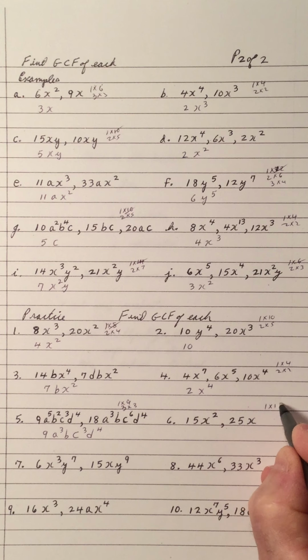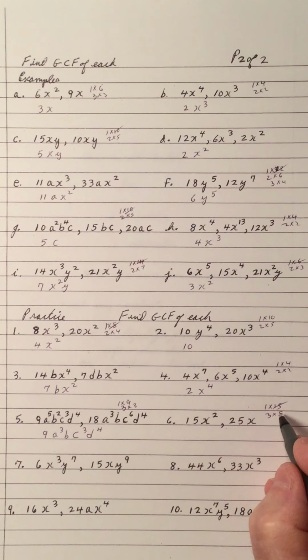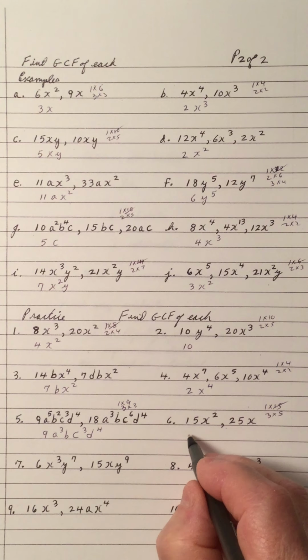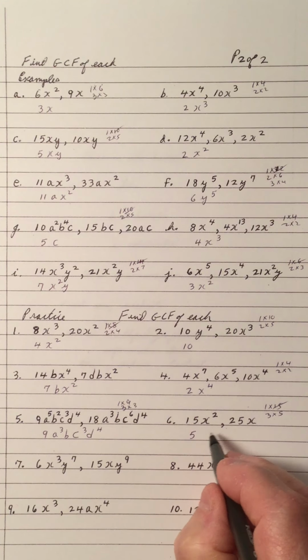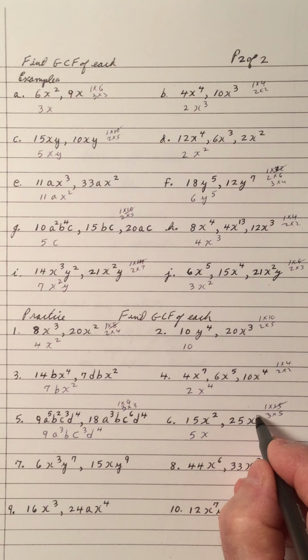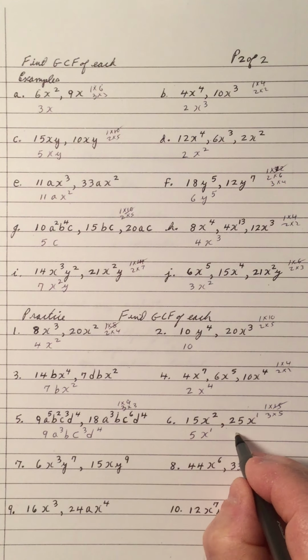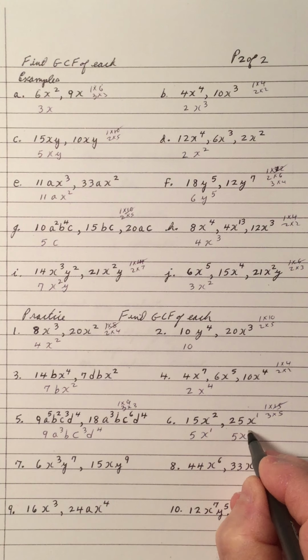15 is 1 times 15 and 3 times 5. Is 15 a factor of 25? No. Is 5 a factor of 25? Yes. So 5 is the numerical GCF. I have an x common in each term, and the smallest exponent is a 1, and that's a 1 understood. So I'll put the 1 there. But remember, most people write it as 5x and omit the 1 here.